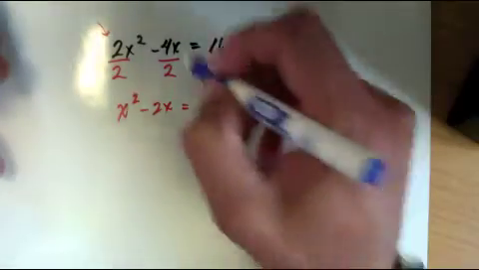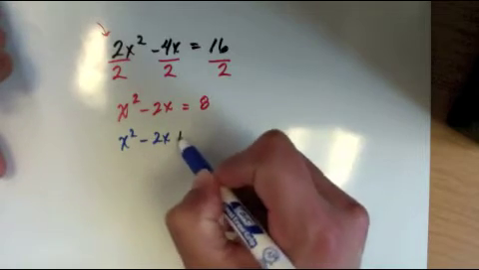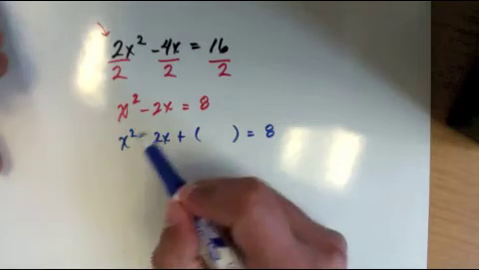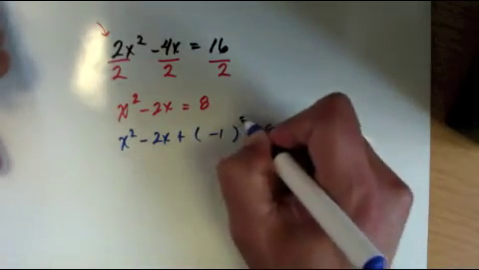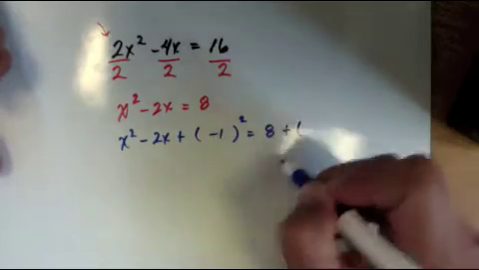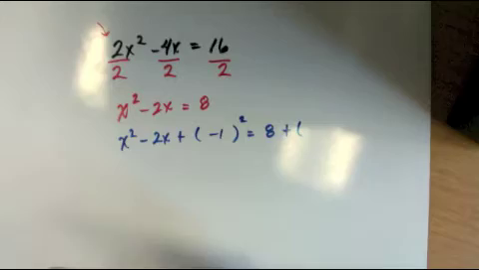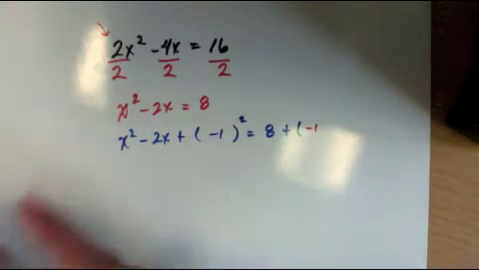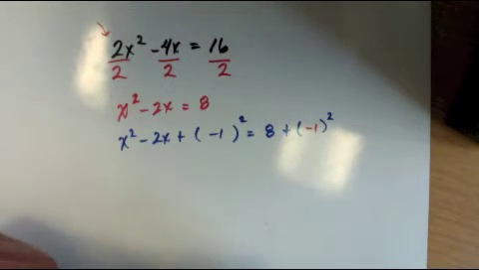We're going to complete the square. So let me go ahead and give myself some room. What is half of negative 2? Negative 1. We square it. Same thing, whatever we did here on the left, we have to do on the right. And we're going to have negative 1 quantity squared. Okay, now we can go ahead and solve it.